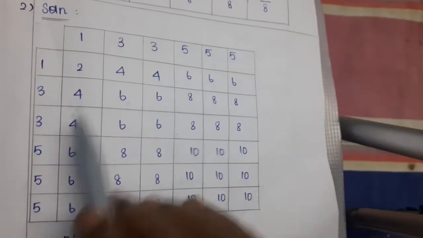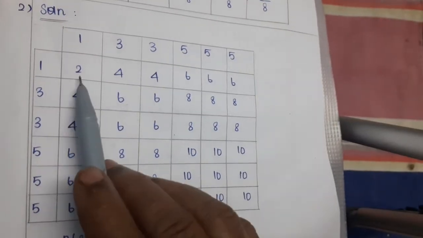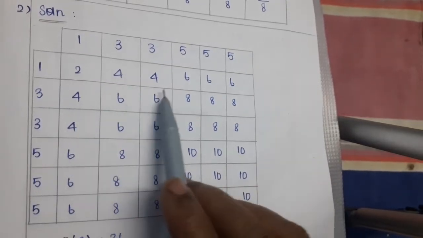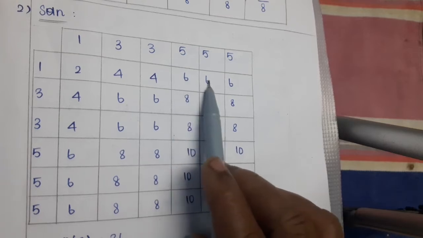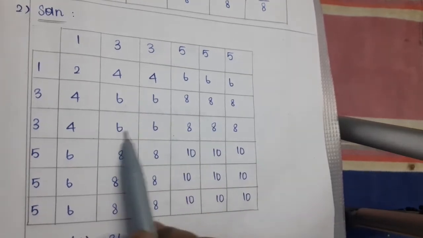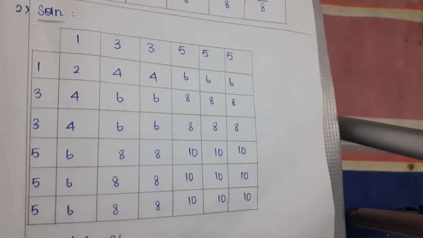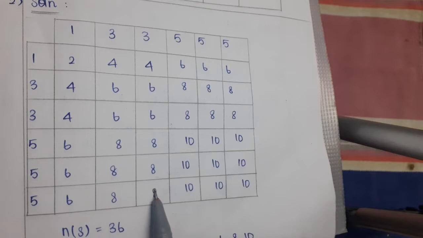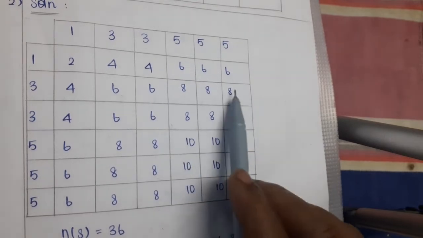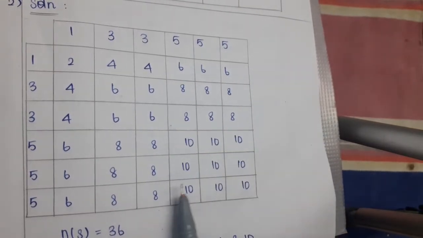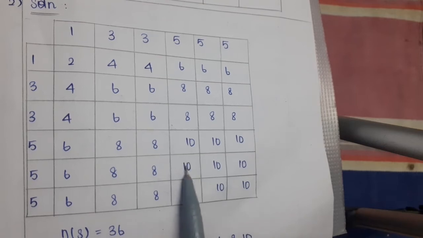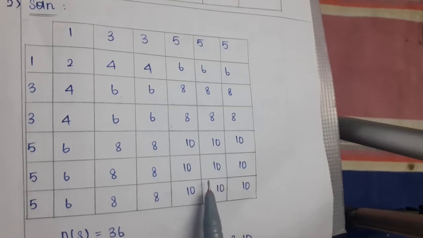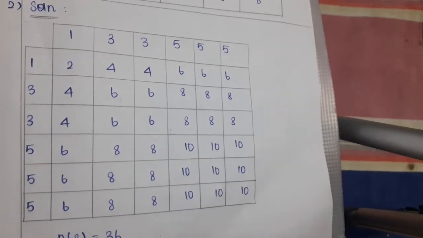Using this table, you find the chances. For 2 coming, how many chances? 1 chance. For 4, how many chances? 1, 2, 3, 4: 4 chances. For 6, how many chances? 1, 2, 3, 4, 5, 6, 7, 8, 9, 10 chances. For 8, similarly 1 to 12: 12 chances, 12 by 36. For 10, 1 2 3 4 5 6 7 8 9: 9 chances. Using this tabular column, we find the probability mass function.